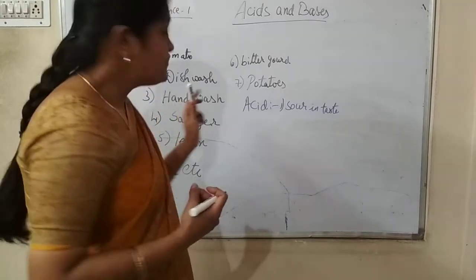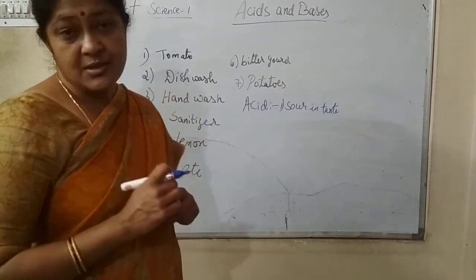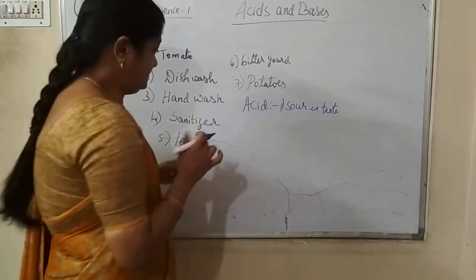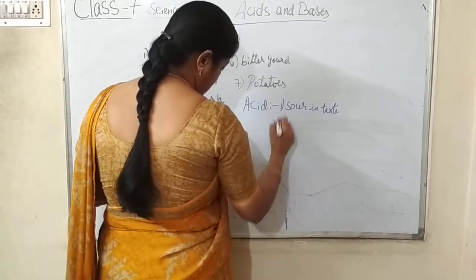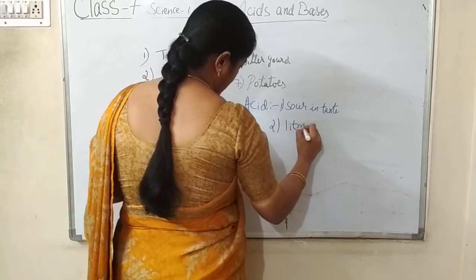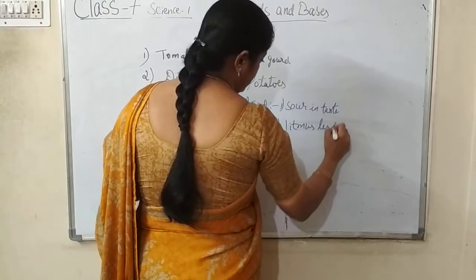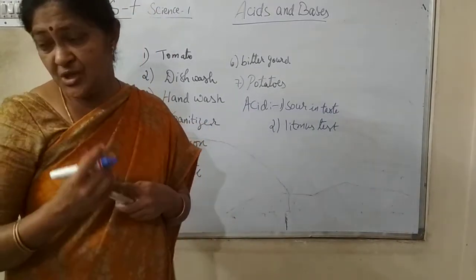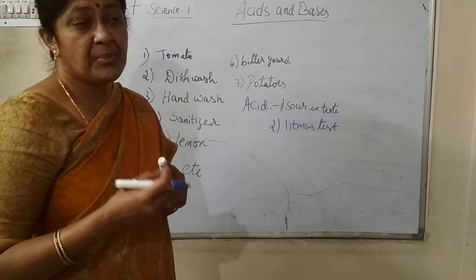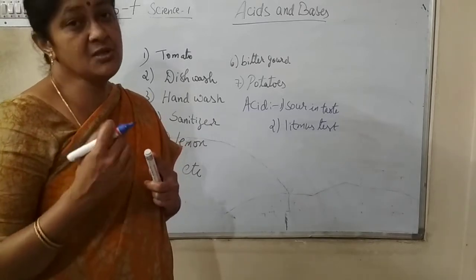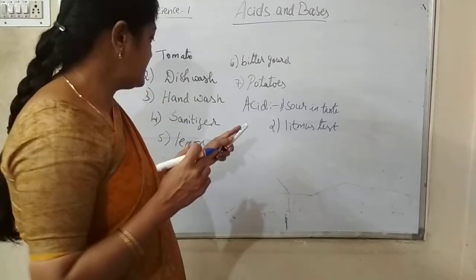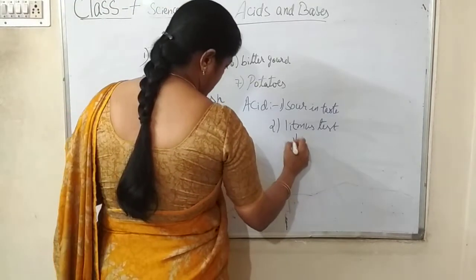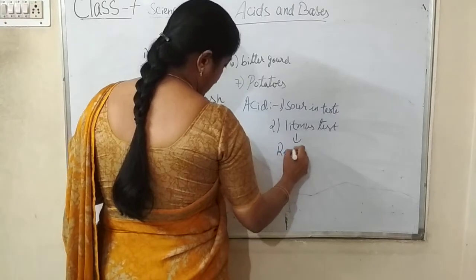By conducting a test. So what is that test? A litmus paper. We call it the litmus test. And what is a litmus? Litmus is a paper which helps in identifying whether a particular substance is an acidic substance or a basic substance. You get litmus in two colors, red and blue.